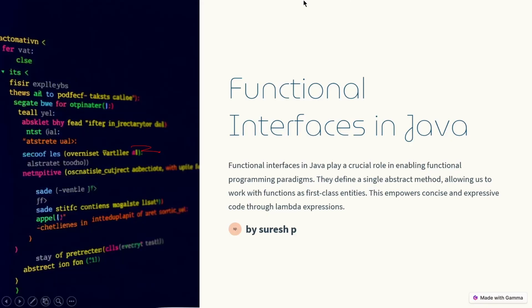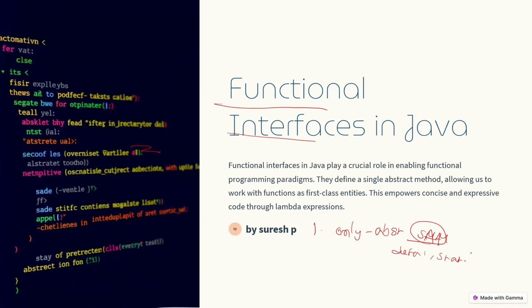Today we are going to discuss functional interfaces. What is a functional interface? An interface which contains only one abstract method. So, single abstract method. There may be a possibility we can put multiple default and static methods. Such kind of interface we call a functional interface.